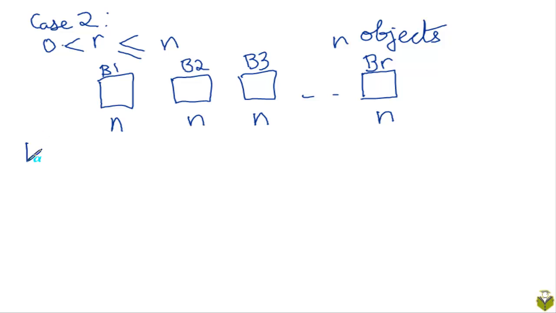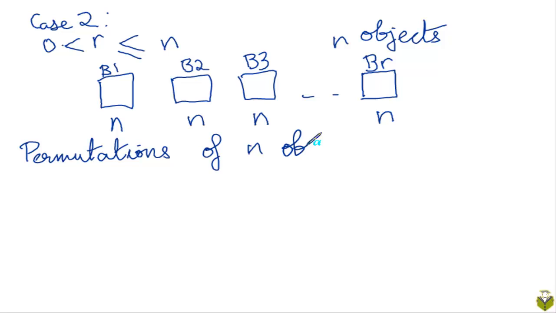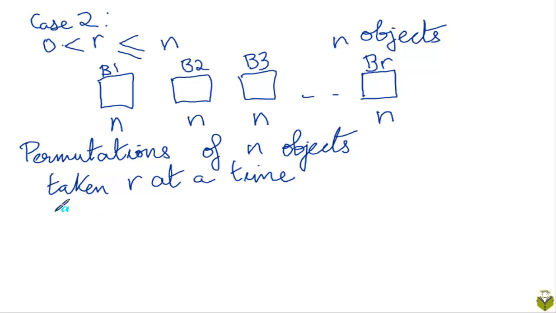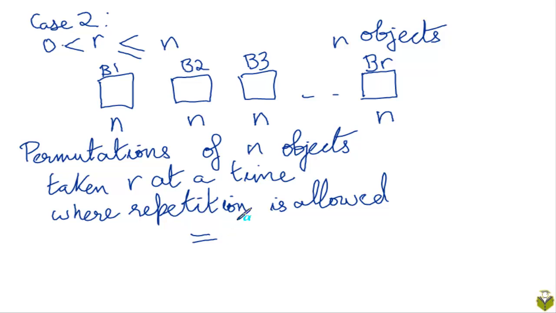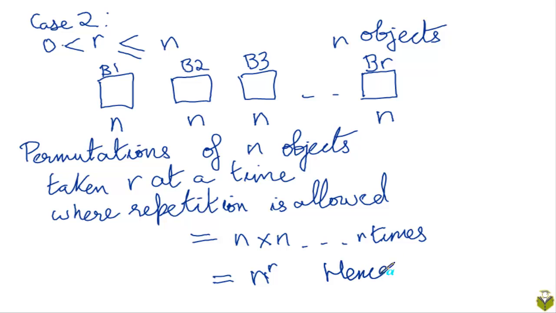So what is the value now for permutation? So permutations or arrangements of n objects taken R at a time, where repetition is allowed. It's clear from the fundamental principles of counting that you just have to take the product of all the choices for each of these boxes, right? So you just multiply n R times, right? Because you have n R boxes, so you multiply n R times, and this is equal to n raised to power R. So this has been proved again.